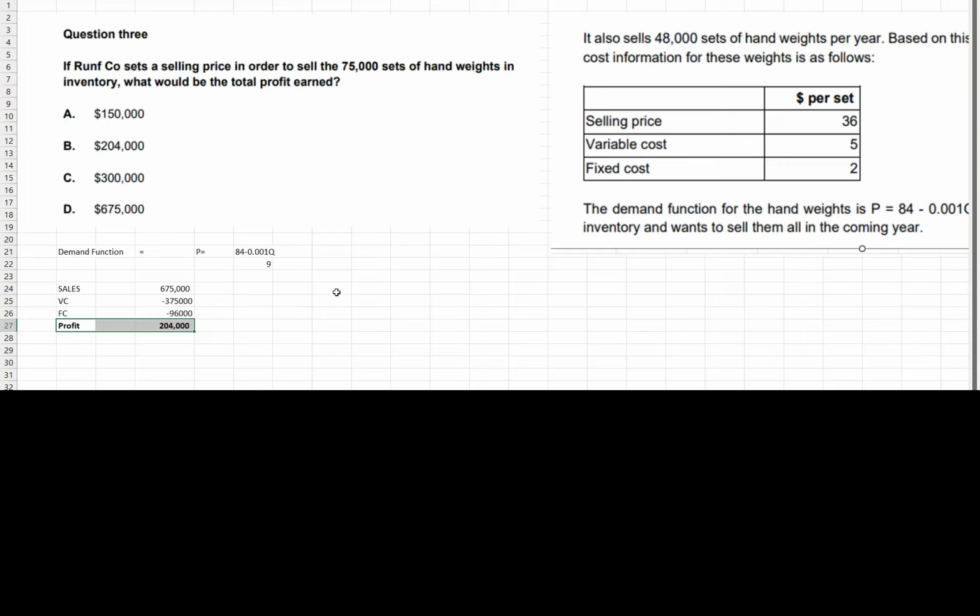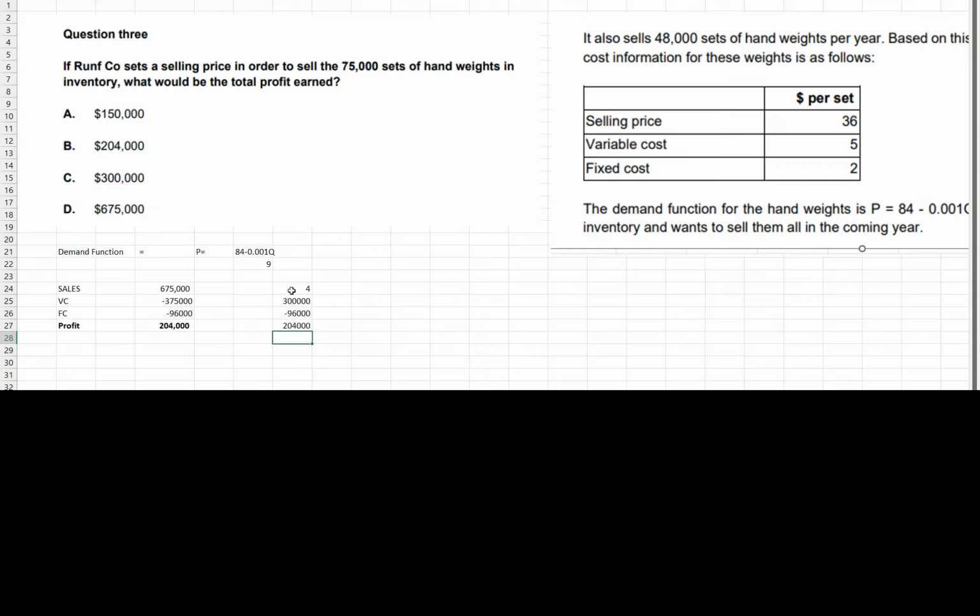Or you can calculate in the shortcut way: selling price is 9, variable cost is 5, which gives you a contribution of 4. Multiply this with the 75,000, and then subtract 2 into 48,000. This will give you the same value as we have calculated right now. I hope this is clear now.